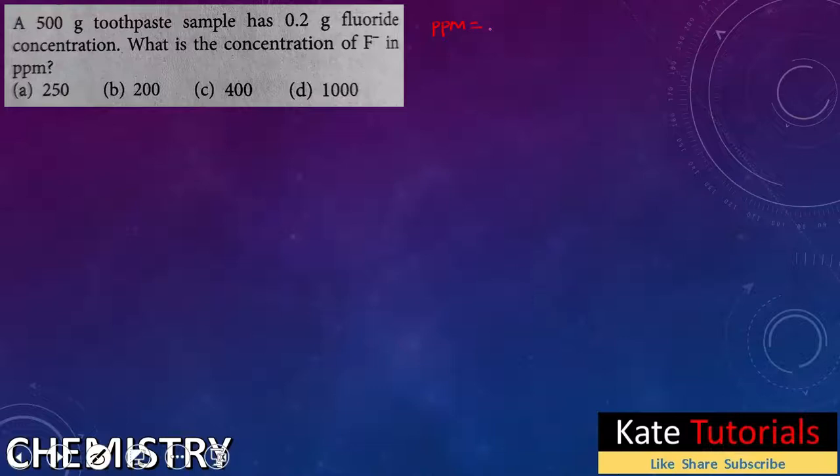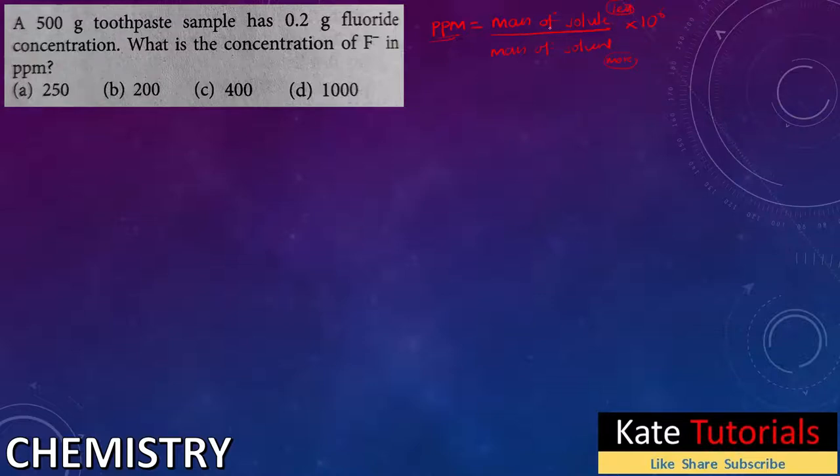What is ppm? Nothing but mass of solute per mass of solvent into 10 to the power 6. It means mass of solute present in 1 million parts of solvent. So we use ppm only when the mass of solute is very less compared to the mass of solvent. When it is very small, only then do we express the concentration in terms of ppm.